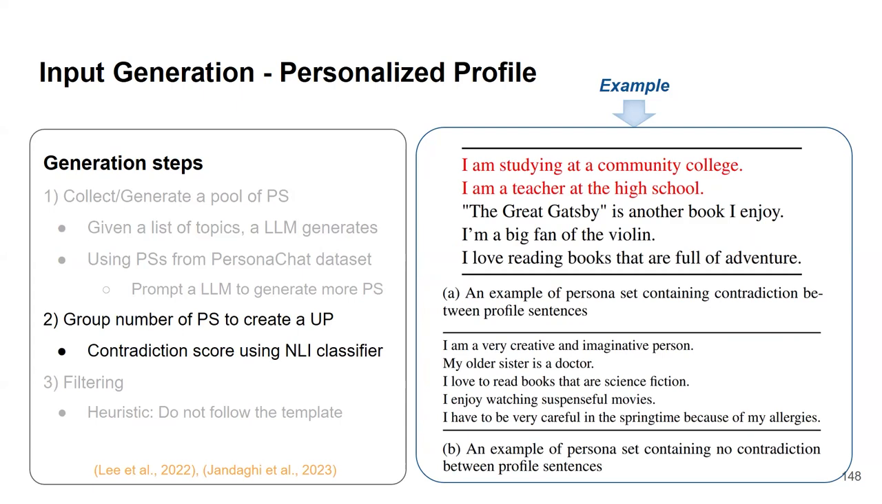Then we need to group a number of profile sentences to create a user profile. It's important that these profile sentences are relevant to each other. Here is an example of unrelated profile sentences. We can see that in this profile, there are two sentences that completely contradict each other. For grouping profile sentences into a valid user profile, an NLI classifier is commonly used, a classifier that detects which sentences are relevant to each other.